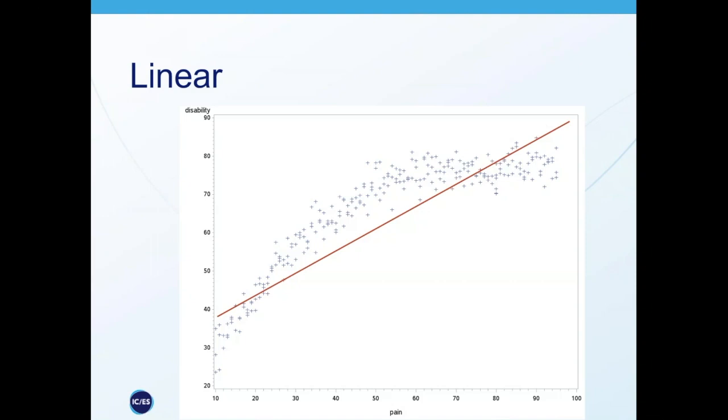It's clearly not a good fit here because you can see that it fails to capture the two characteristics of this curve. It's not capturing that steep increase on the left-hand side, and it's certainly not capturing the leveling off on the right-hand side. It predicts that as pain increases, the disability will just keep increasing and increasing. So we're going to overestimate disability at both the low end and the high end of the curve, and we're going to underestimate it in the middle.